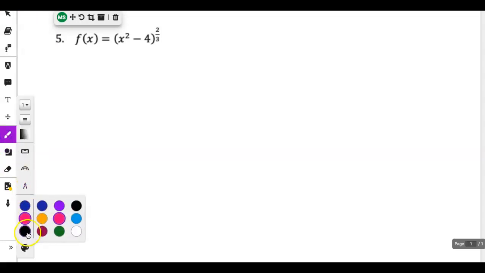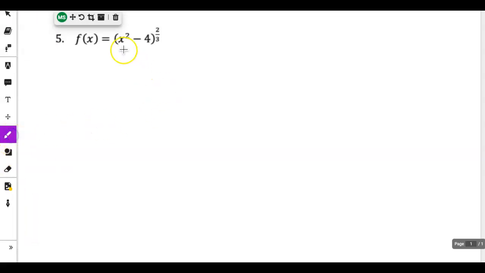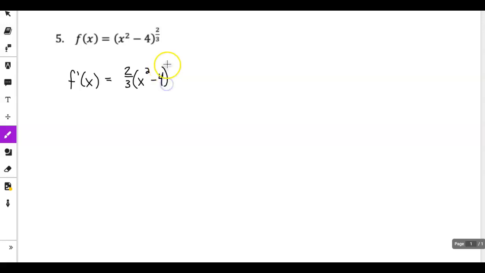Another question I had was on number 5 from the card sort. So I went ahead and just put the problem right here. And then I'm going to go ahead and take the derivative using the chain rule. So that would be 2/3 (x squared minus 4) to the negative 1/3. And then the derivative of the inside is 2x. So there's the derivative in number 5.